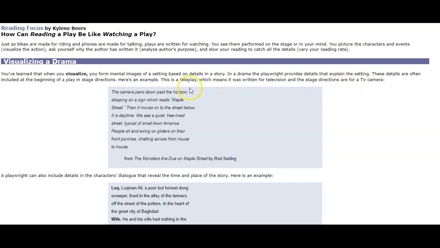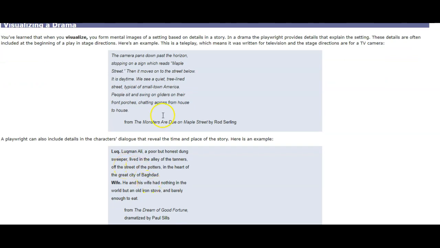a TV camera. The camera pans down past the horizon, stopping on a sign which reads Maple Street. Then it moves on to the street below. It is daytime. We see a quiet, tree-lined street, typical of small-town America. People sit and swing on gliders on their front porches, chatting across from house to house. From The Monsters Are Due on Maple Street by Rod Serling.